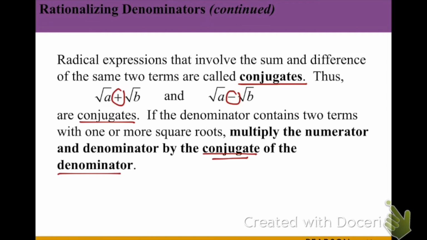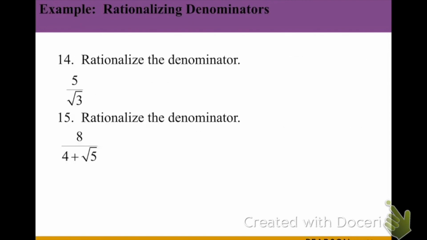We are going to use the conjugates to help us rationalize the denominator where there are two terms with square roots. In this case, instead of just multiplying by the square root that's in the denominator, we need to multiply both the numerator and the denominator by the conjugate. So let's practice this.